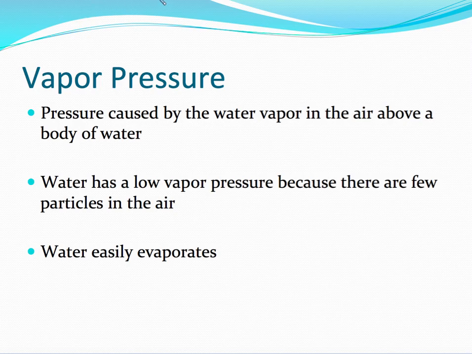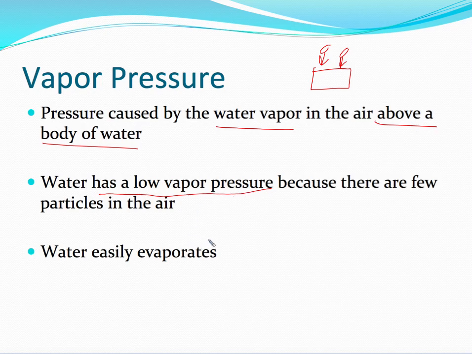Another property, vapor pressure. This is the pressure caused by water vapor above a body of water. So particles in the water, molecules that are in the air above the body of water, is vapor pressure. So pressure exerted by the vapor. Water has a very low vapor pressure because we don't have a ton of water molecules in the air. Even on super humid days, there's a lot, but not to the extent that others can be.